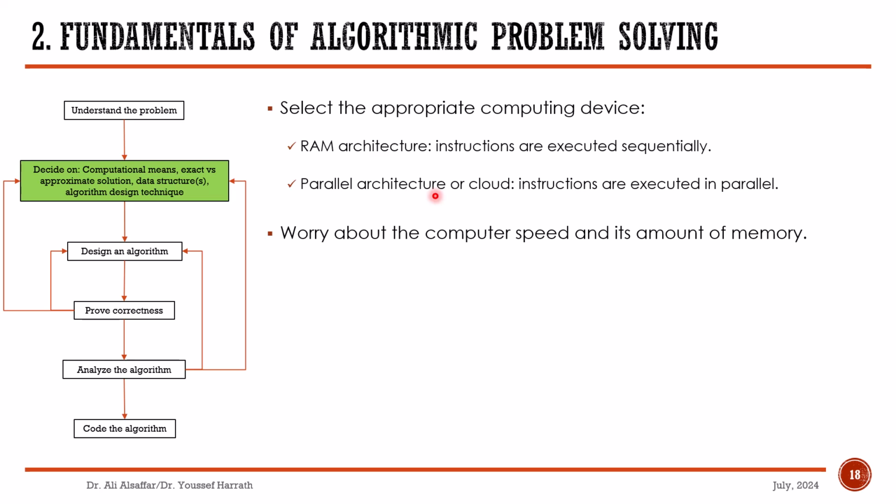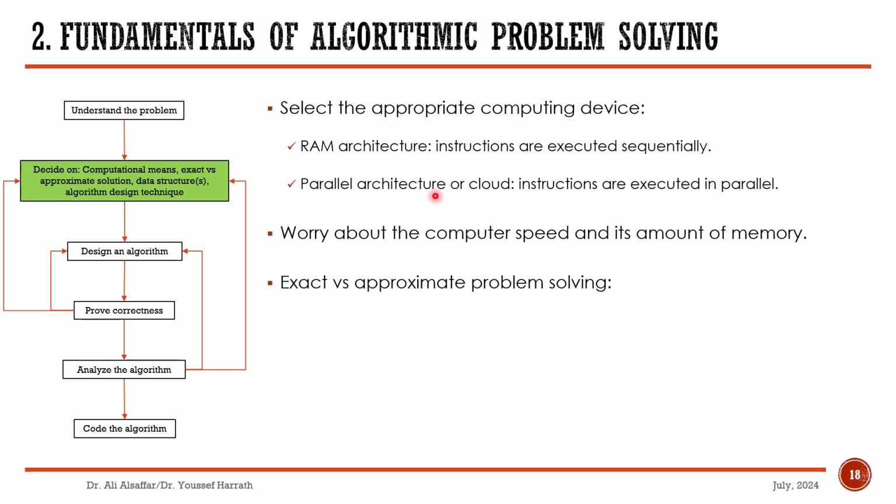Our next concern is whether to worry or not about the speed and the amount of memory for the computer that will execute the algorithm. For scientific exercise, the answer is not to worry, because the purpose of the exercise is to measure the efficiency of the algorithm. And this can be done without depending on any computing resources. However, if we want to design an algorithm for a real-time system, then we have to worry about the computer speed and its amount of memory, because time is critical.